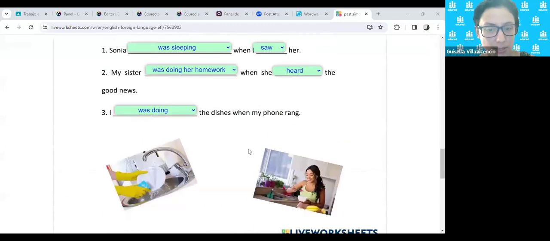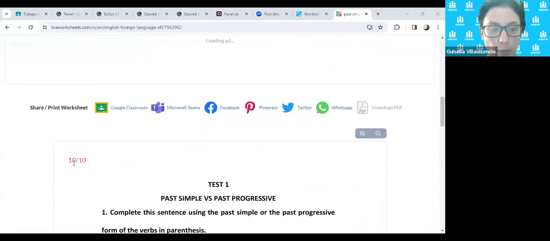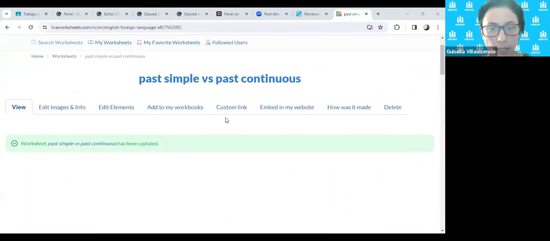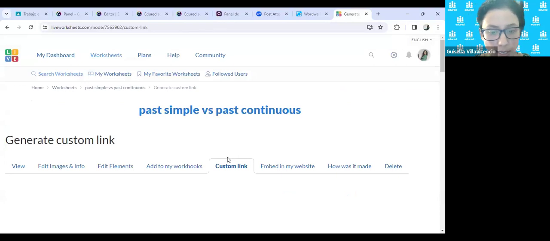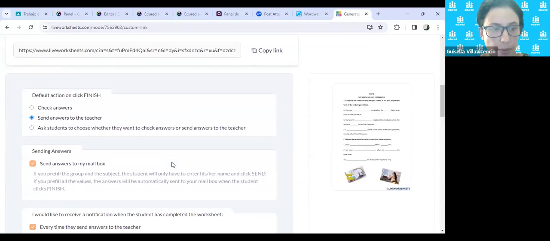Ahora, ya he visto que mi examen está bien. Pero de repente ustedes quieren que no sea 10 puntos, sino que valga 20 puntos. ¿Cómo cambio eso acá? Custom link. Aquí lo cambio. ¿Sí? Aquí se va. Custom link. Y acá tienen el link. Y acá van a cambiar. Acá se hace esa configuración.